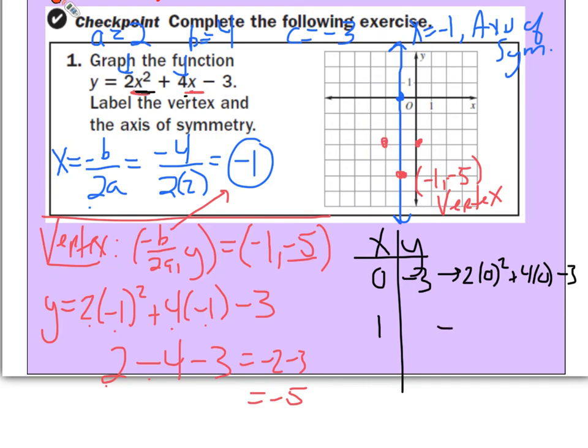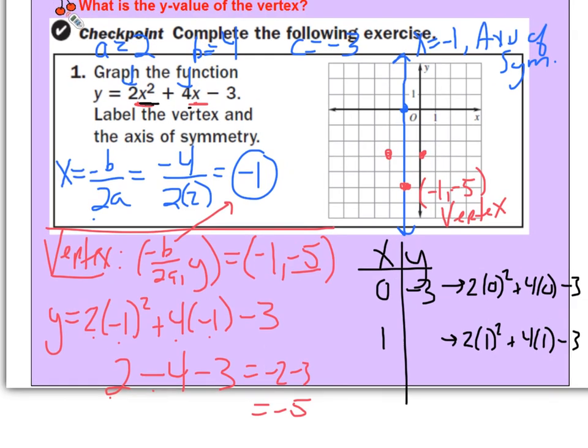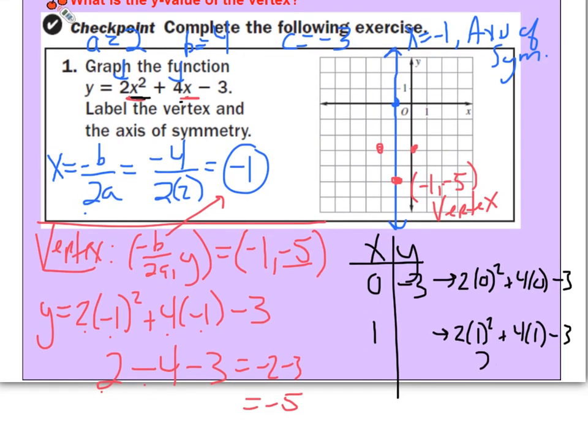Okay. Next one, if I put 1 in, 2 times 1 squared plus 4 times 1 minus 3. 1 squared is 1, times 2 is 2, and then 4 times 1 is 4 minus 3. So 6 minus 3 is 3. So at the ordered pair (1, 3) is another point. It's going to be 2 spaces from the blue line on the other side. Connect the dots. Whammo, we have our parabola.